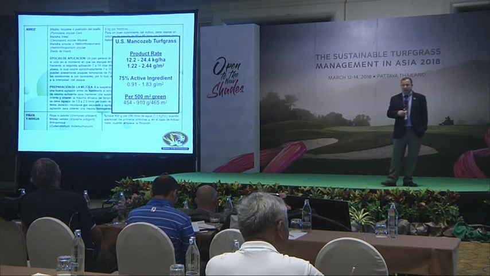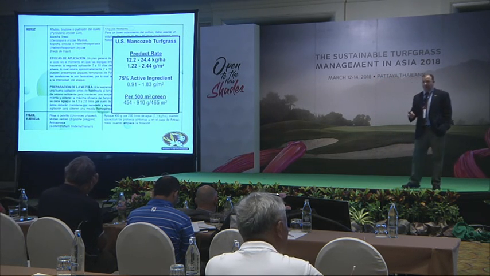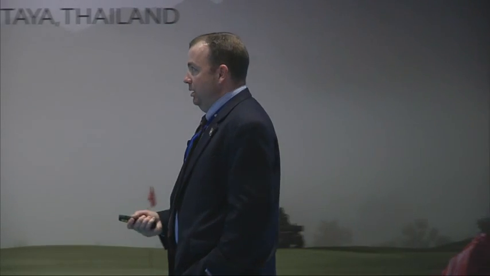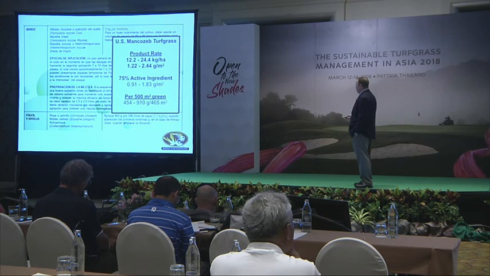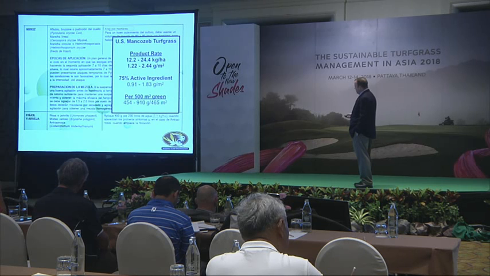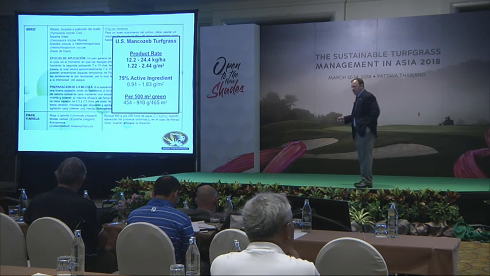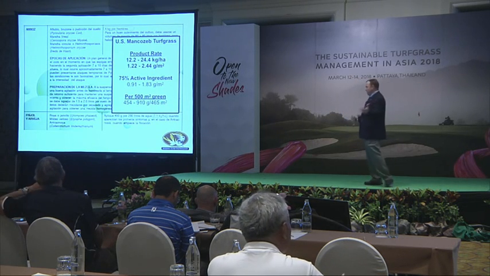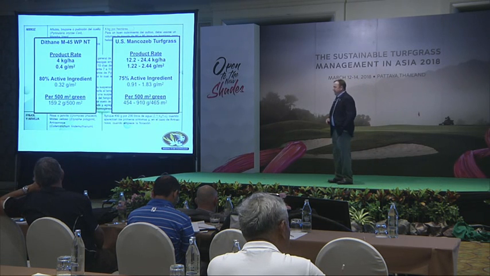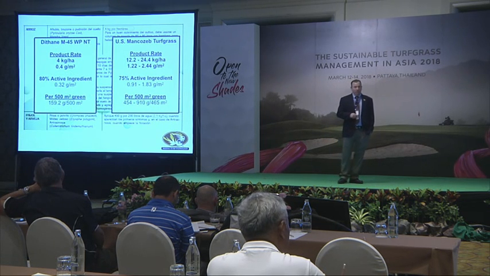Now I want to point out, this is the rice label for Dithane. And when we look at the U.S. Mancozeb, this is what our product rate is, and this is how that all kind of equates out. And this is per 500 meters squared green, and that's about what I put as the approximate. That's what it is for the rice label.